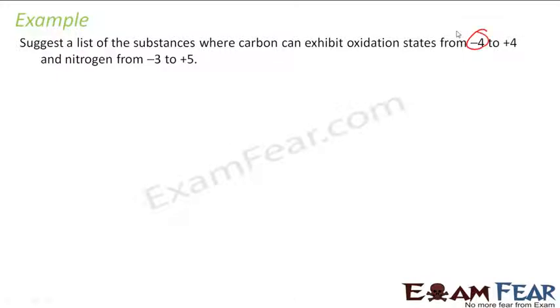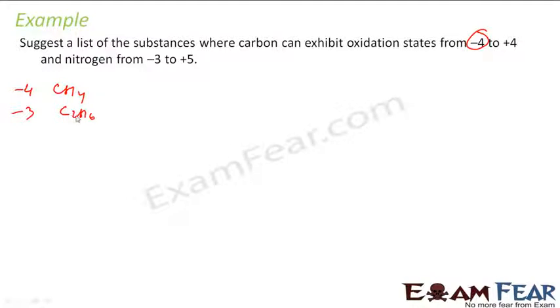Carbon has minus 4 in CH4. I know this because hydrogen is plus 1. So let's talk about minus 3. If you make it C2H6, carbon will be minus 3, because hydrogen will again be plus 1, six hydrogens give plus 6, and plus 6 divided by 2 carbons gives minus 3. So minus 3 is also that.